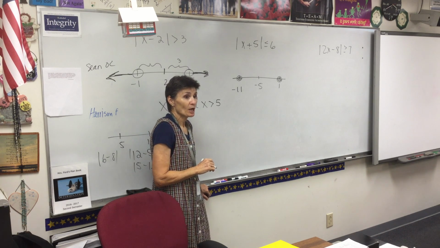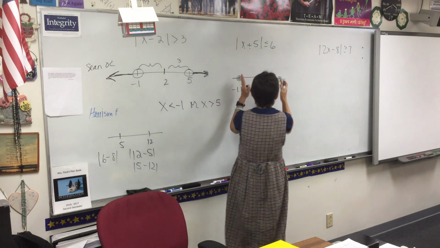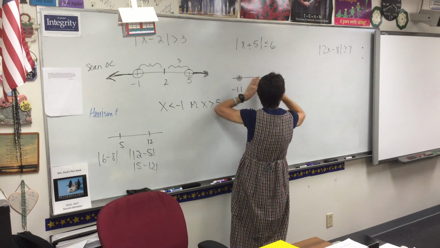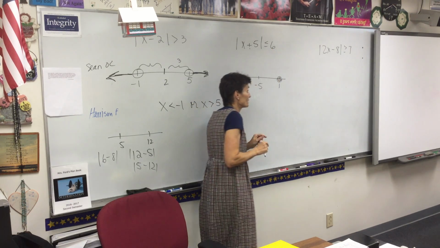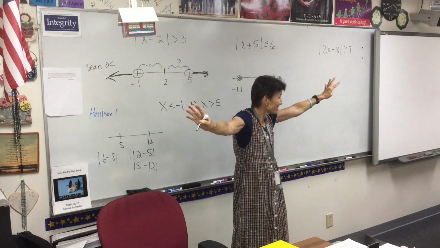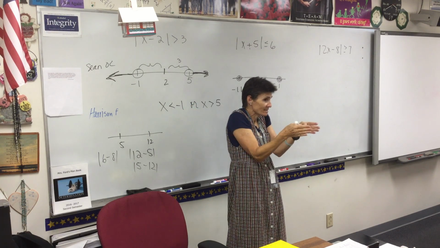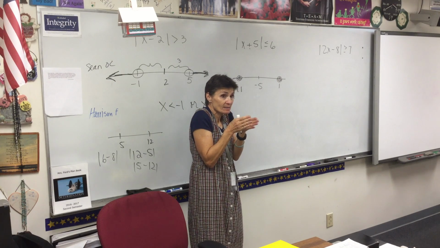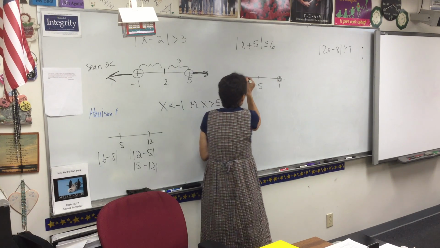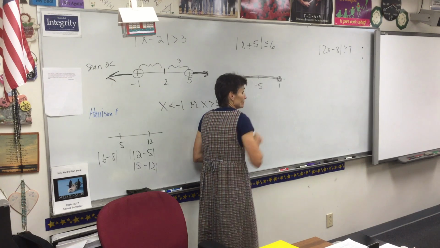And now I have to shade. You're always going to shade between your dots or outside of your dots. And that depends on whether you want the distance to be more than 6 or less than 6. Well, this time we want it to be less than 6. So we're going to shade in between.